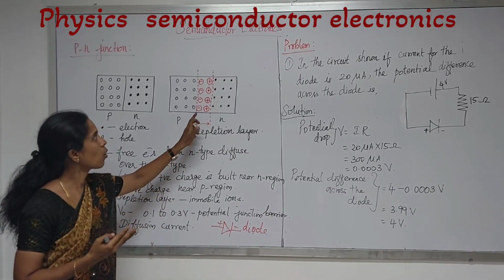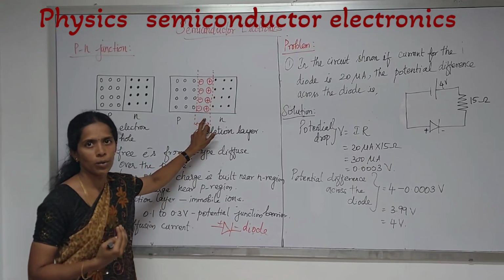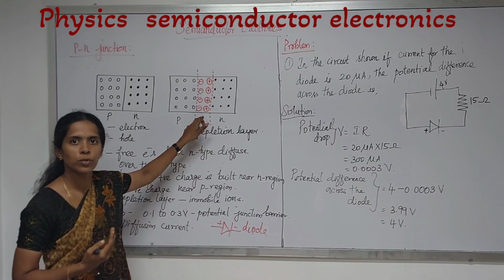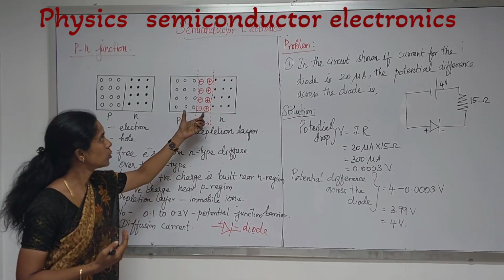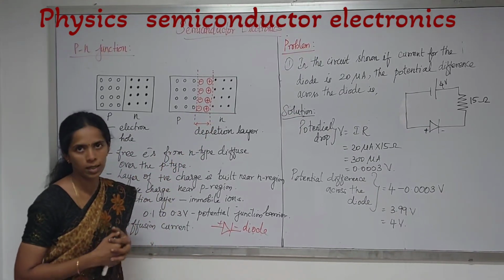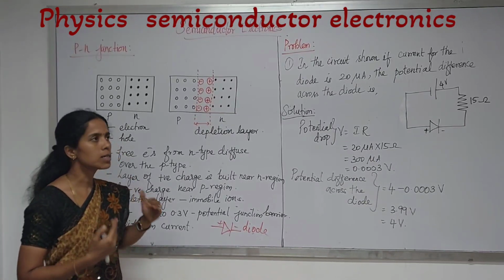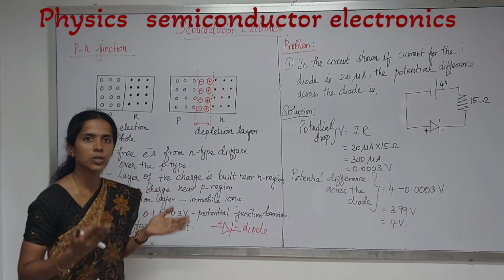It consists of immobile ions. We can say that it is immobile. There is no movement of the ions, that is, the positive and negative charge carriers. So this layer is called the depletion layer. If we give the reverse bias, this depletion layer region becomes very wide.